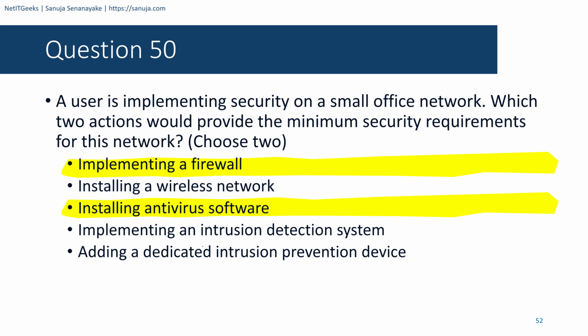Intrusion detection and intrusion prevention are typically part of advanced firewall configurations, such as Palo Alto firewalls or Cisco firewalls. So those are not considered a minimum. Those are considered advanced, complex security measures.